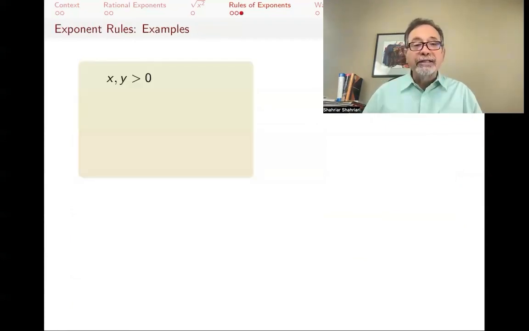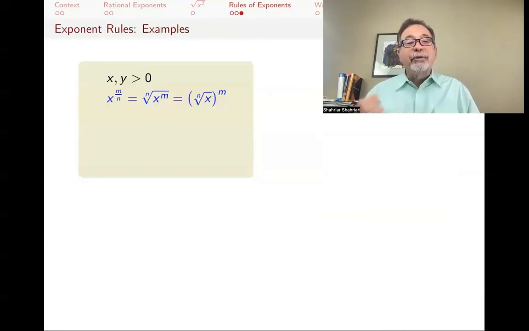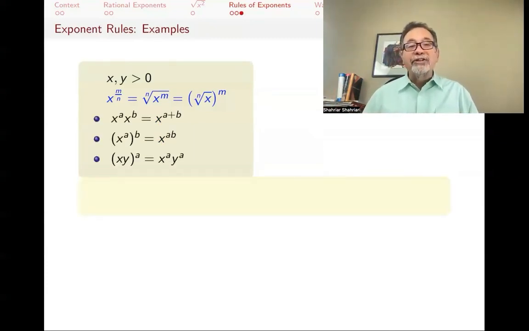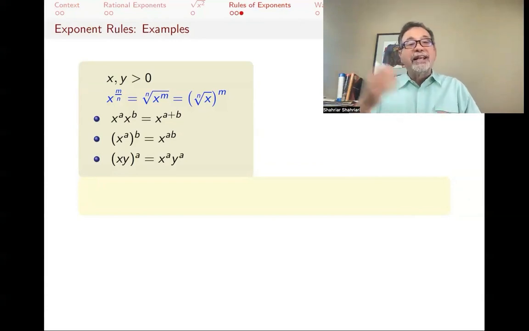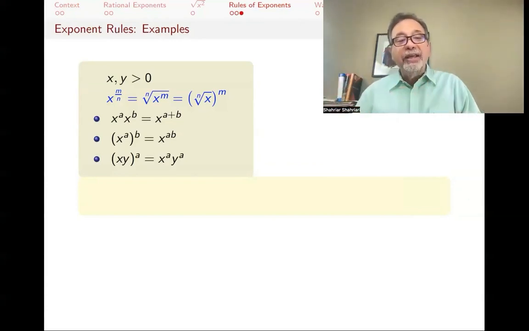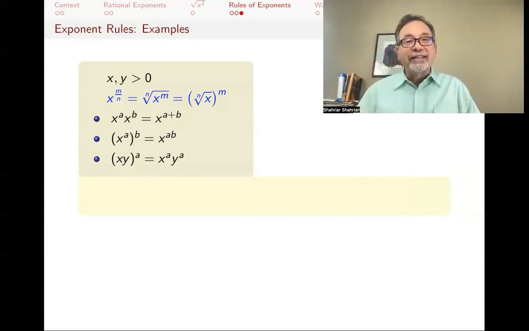If x and y are positive, we have defined x to the m over n to be the nth root of x to the m, or equivalently nth root of x raised to the power m. And we have 3 rules as our main rules. x to the a times x to the b, multiply two exponentials, the bases are the same, add the exponents. x to the a to the b is x to the ab, and xy to the a is x to the a, y to the a.